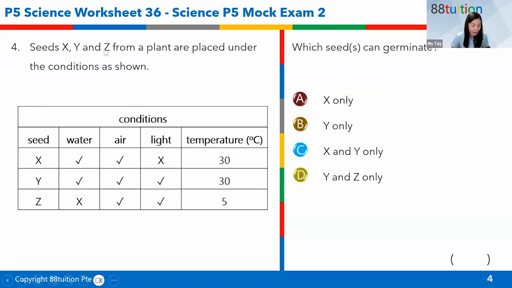Seeds X, Y, and Z from a plant are placed under the conditions as shown. So you have the seeds here, X, Y, Z. Then there's water, air, light, temperature. Which seed can germinate? Tell me about germination. What are the factors for germination? Quickly, come. Okay, to the chat. All right, yeah. Very good. Yeah.